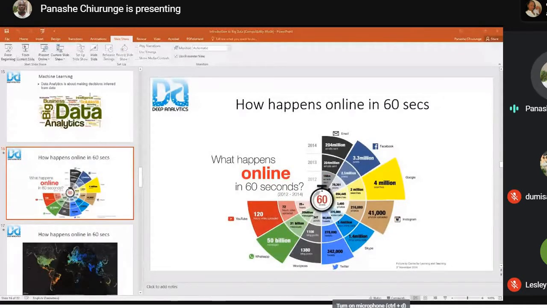Yeah. So if we're talking of data, the internet is one place where a lot of data is generated. So let's look at what happens online every 60 seconds in terms of data generation.